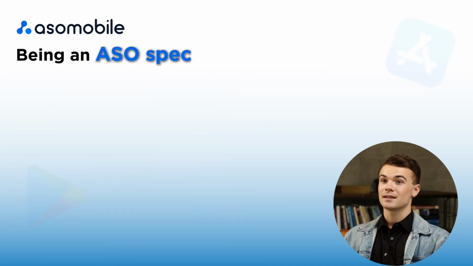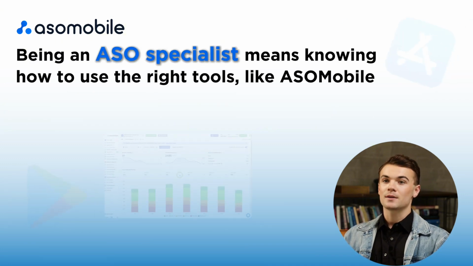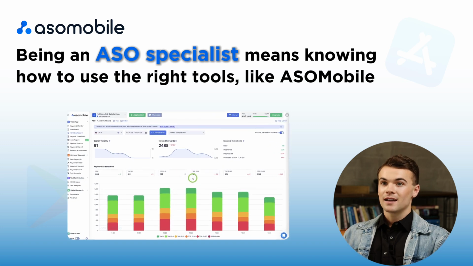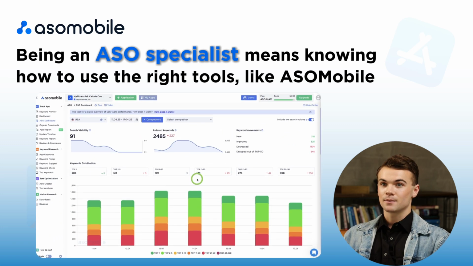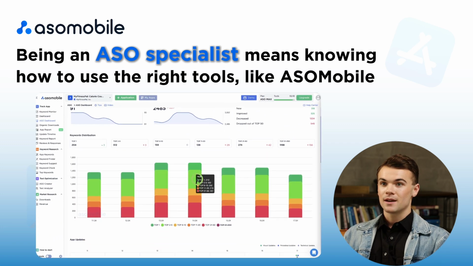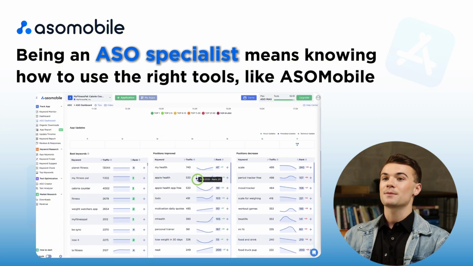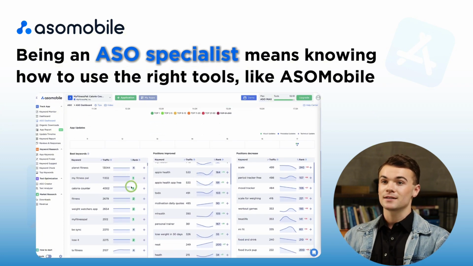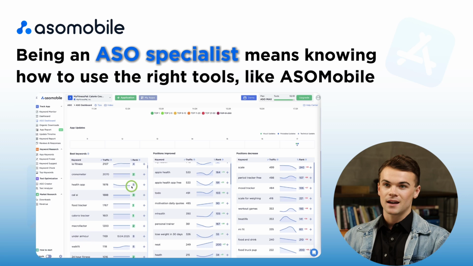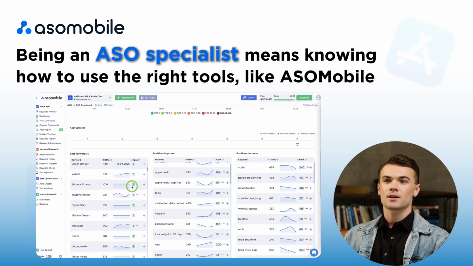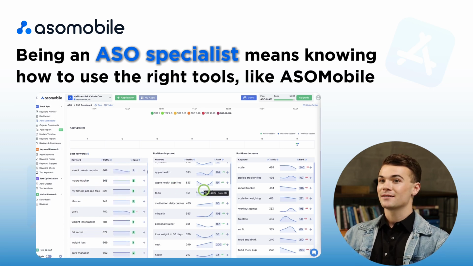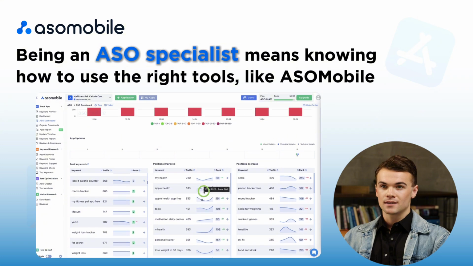Being an ASO specialist also means knowing how to work with professional ASO tools, like ASOMobile. This platform helps you analyze keyword popularity and competition, track how many keywords your app ranks for, monitor where your positions are improving or declining, and follow daily visibility trends.